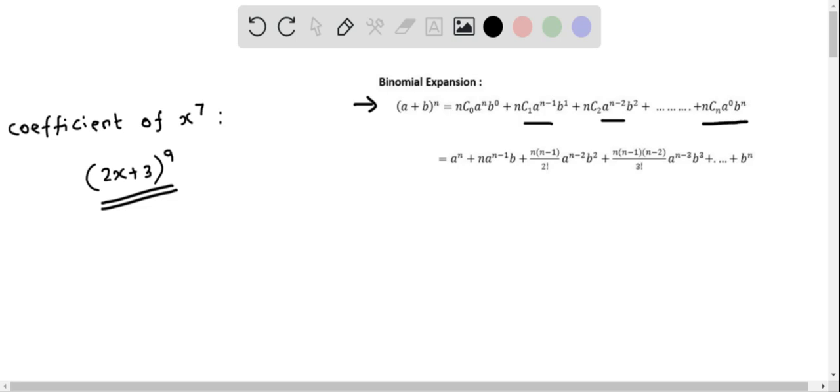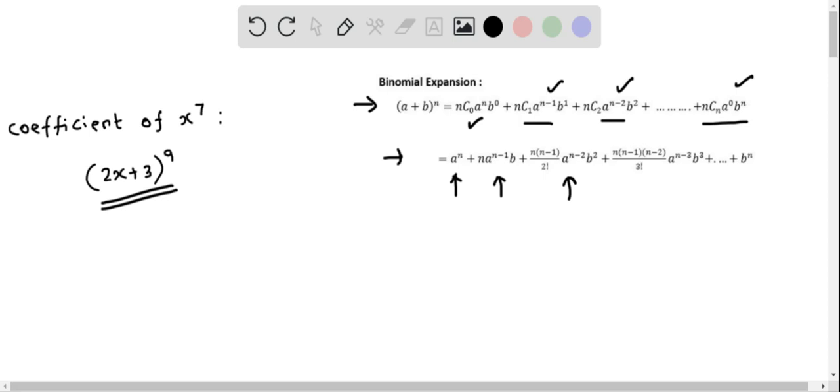So here this is the first term, this is the second term, and this is the third term, and so on till the last term. This can also be written in simplified form like this. The first term is given by a^n. The second term is given by n times a^(n-1) b, plus the third term is n times (n-1) divided by 2 factorial times a^(n-2) b squared, and so on till the last term.